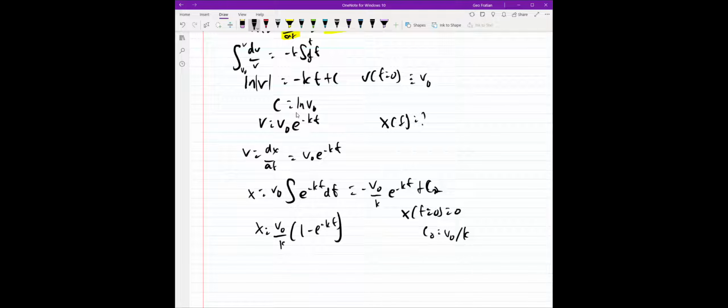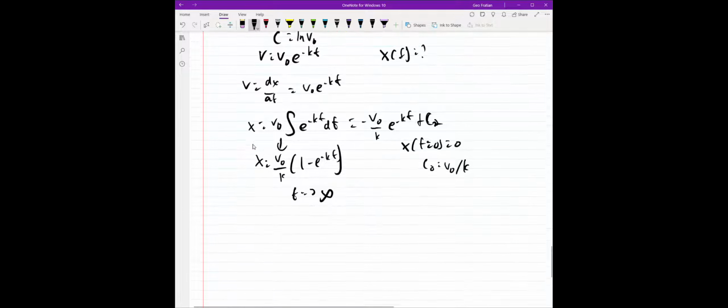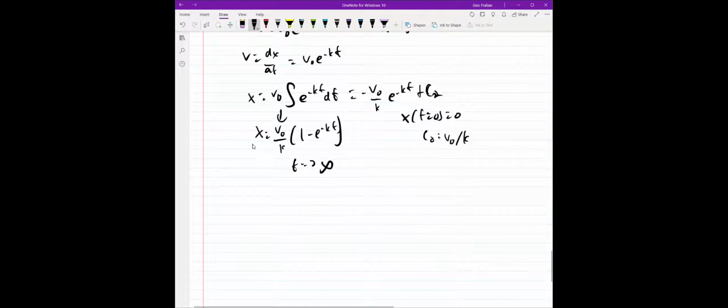What I want you to notice is this is a decaying exponential, so as time goes on, we basically have a decaying exponential. So it asymptotically approaches v naught over k as t goes to infinity, which lets us define the terminal velocity. If you've ever seen videos of people skydiving, they fall and they don't just keep going faster, right? Otherwise a parachute's not going to help you if there's no such thing as a terminal velocity.